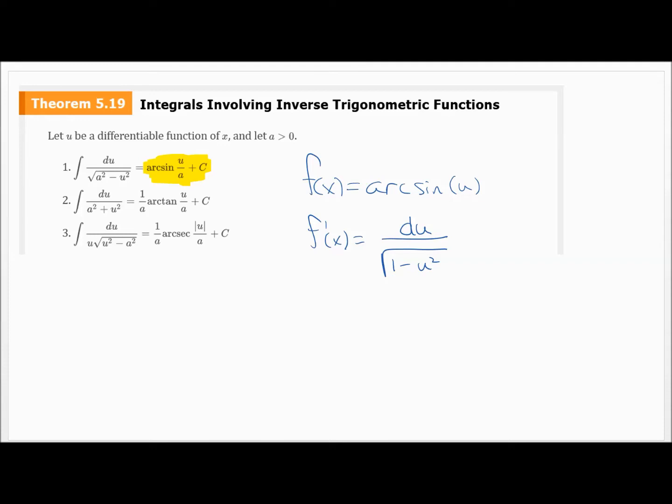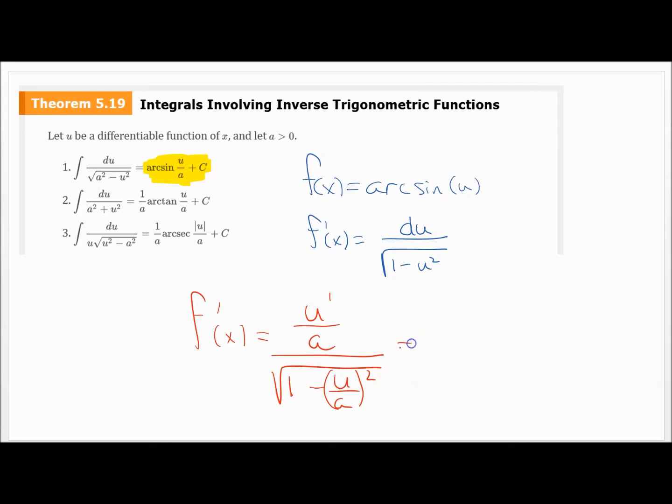You ready? Alright, so u over a is our argument, so that would be the u here. So f prime of x is equal to the derivative of u over a. Remember, u is a variable and a is a constant greater than 0. So that would be u prime over a, right? Because when you take the derivative, the constant 1 over a just stays, and you take the derivative of the variable part, and that would be over the square root of 1 minus u over a squared.